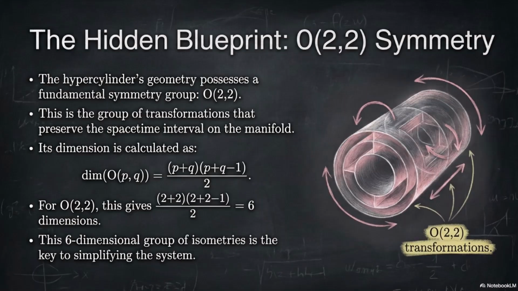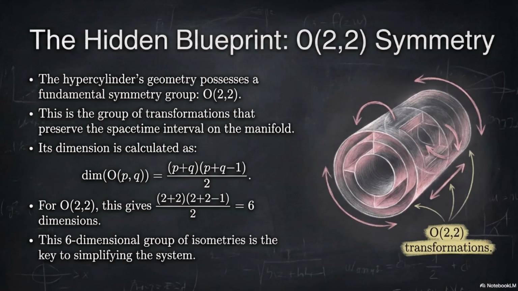And that blueprint, which is slide 3, is this fundamental symmetry group, O(2,2). Yes, O(2,2). This is the group of all the transformations, so your rotations, your boosts, that leave the space-time interval, the distance on this manifold, completely unchanged.